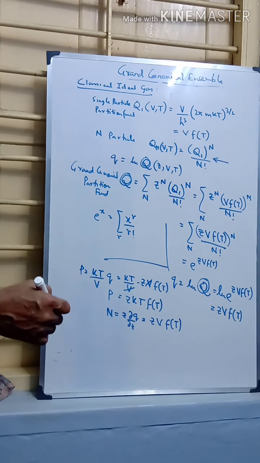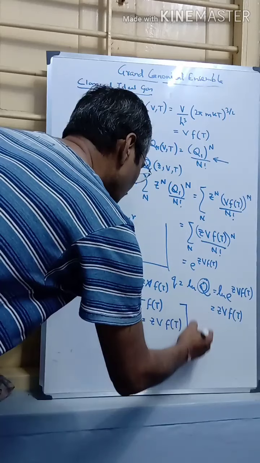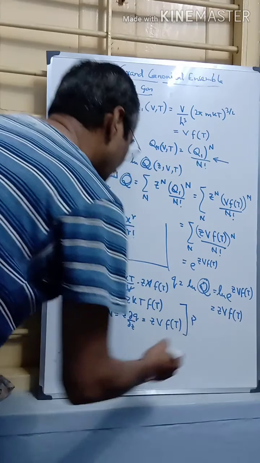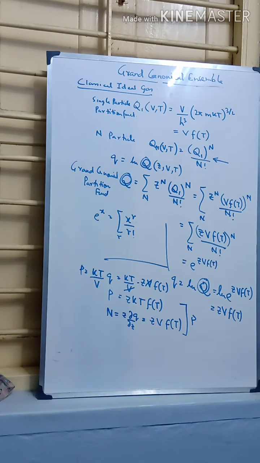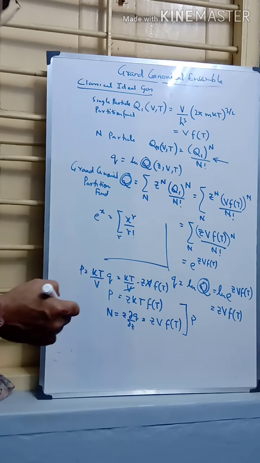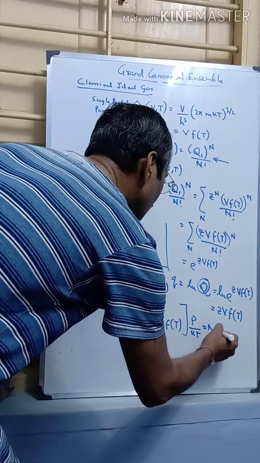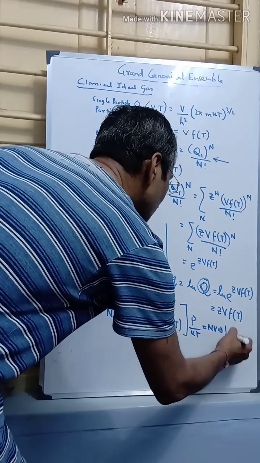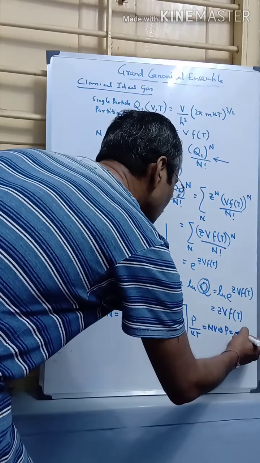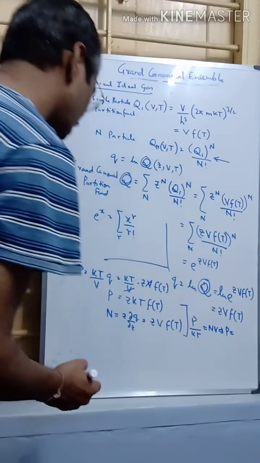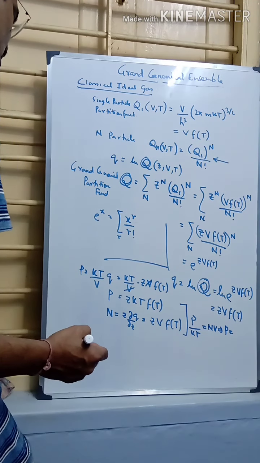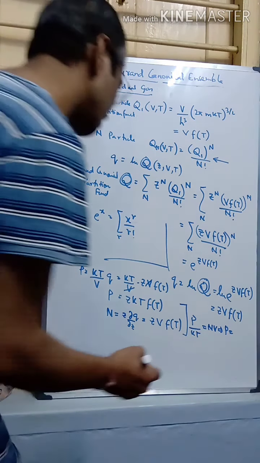So immediately from these two equations we can arrive at the ideal gas equation, which is P by kT is equal to N by V. So that gives us P is equal to N by V kT.